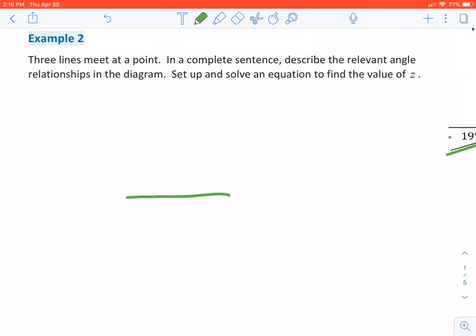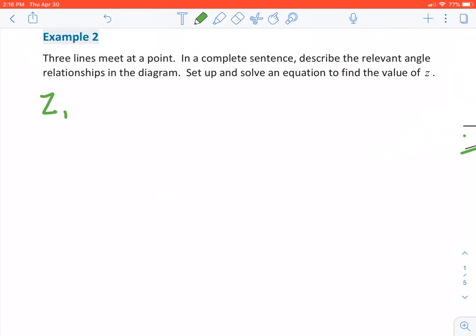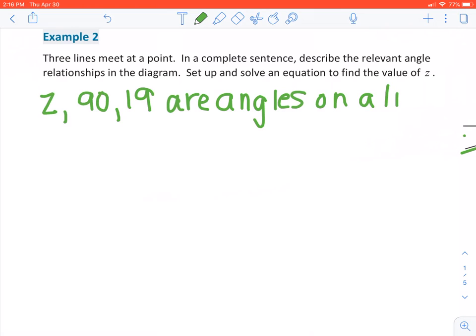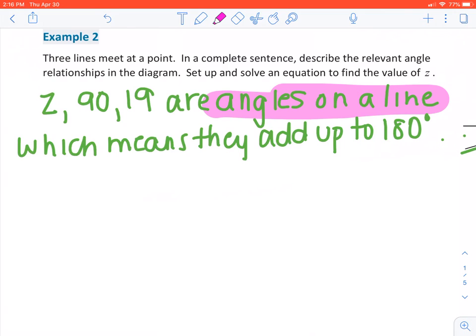Okay, so we're going to write, there's 3 angles, sorry, I need to see what they are. Z, 90, and 19. So we have Z, 90, and 19. These are angles on a line, which means they add up to 180. So again, I'm just going to highlight this real quick. This is our vocabulary word. We have angles on a line, and that tells us they add up to 180. So you always need those 2 things in your sentences.